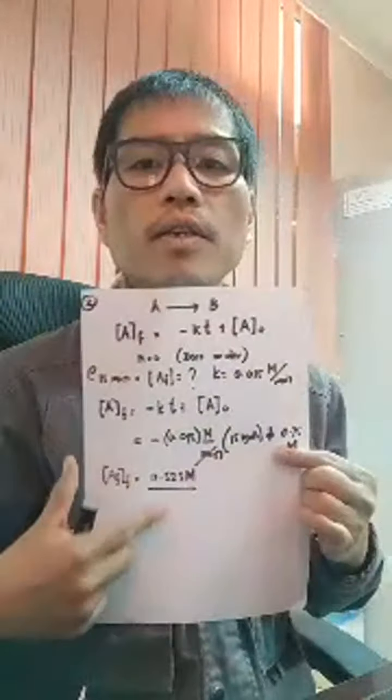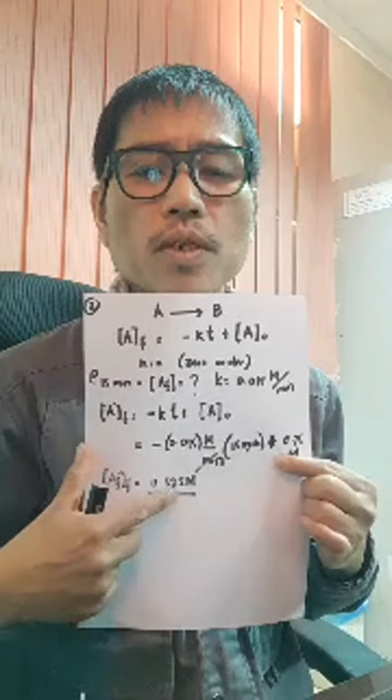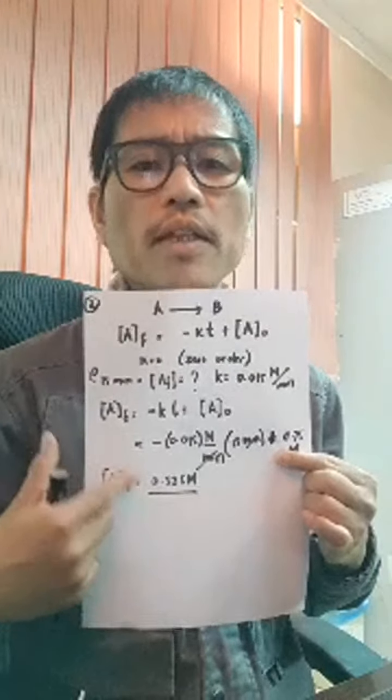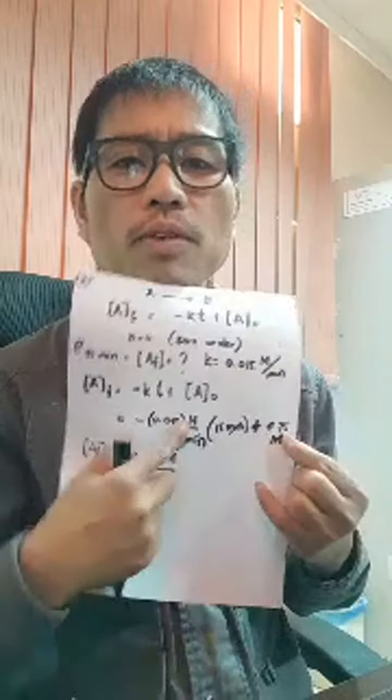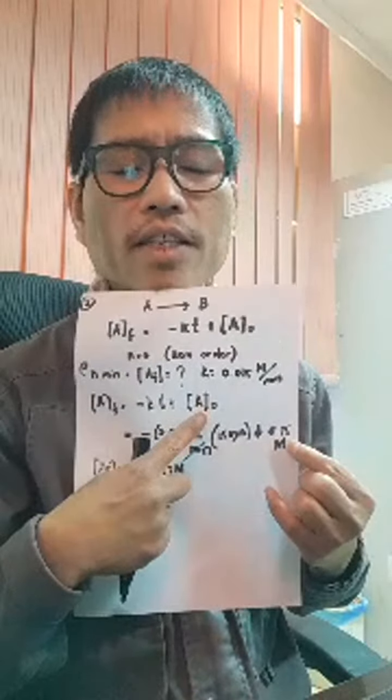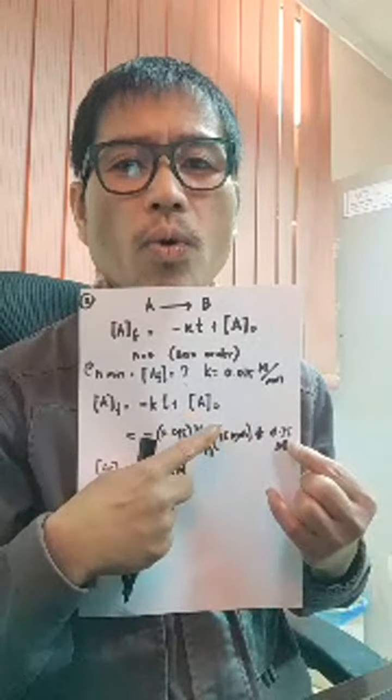So from 0.75 to 0.525, it's reduced. That's why it is 0.525. Meaning this is reduced, no need to put negative. This means it's reduced to 0.525 from 0.75. This is our initial concentration, AO. Okay, so that's first, what will be the concentration after 15 minutes?